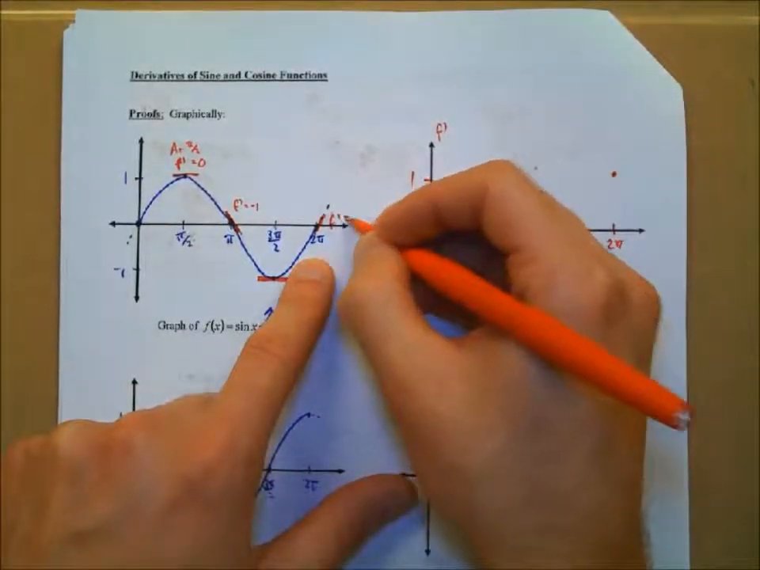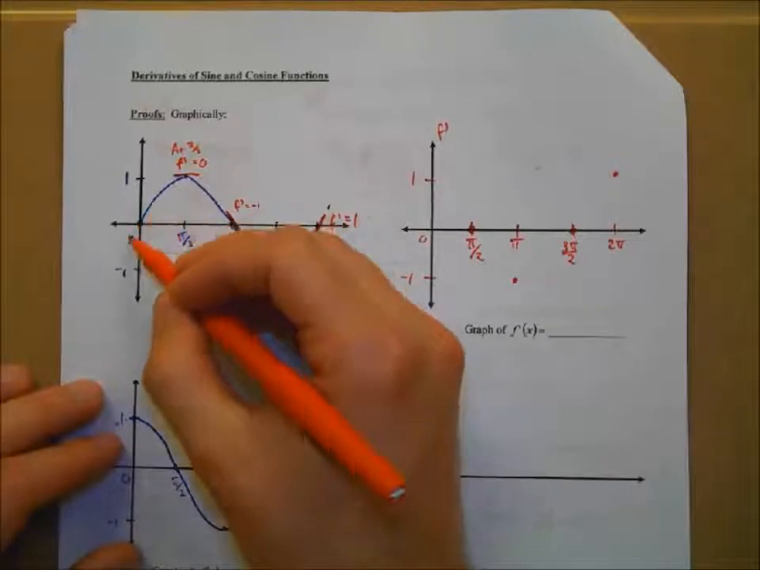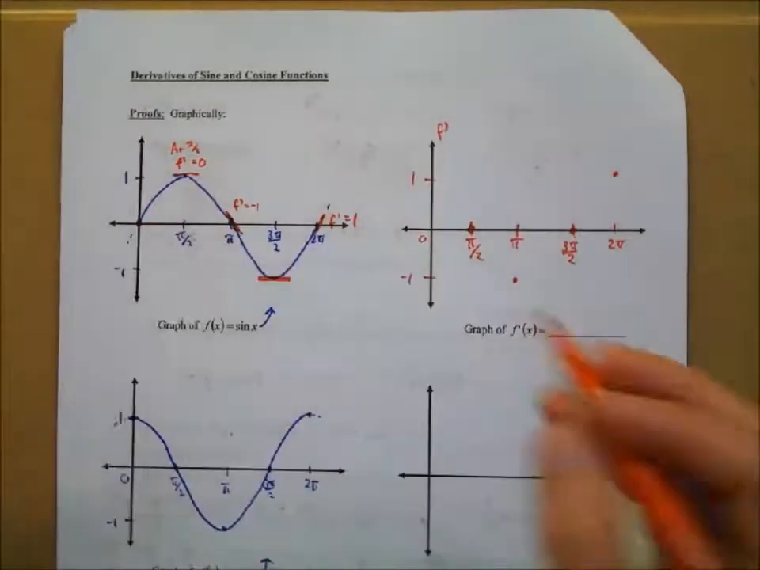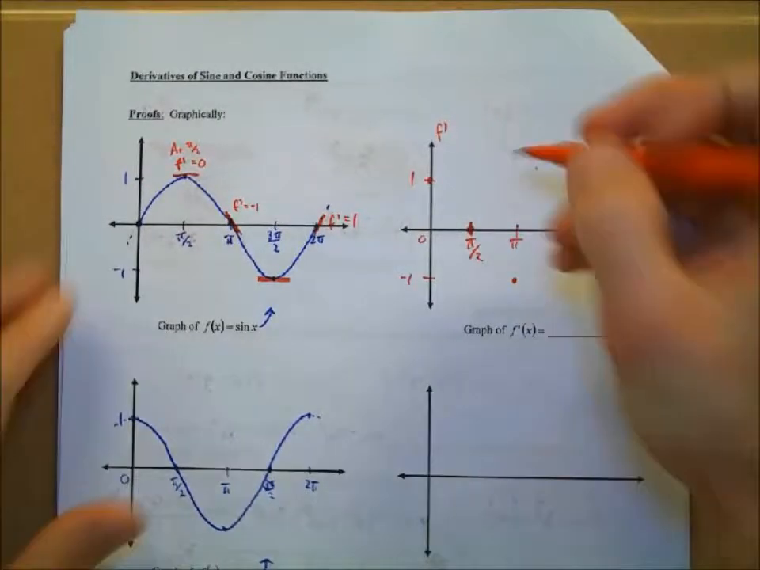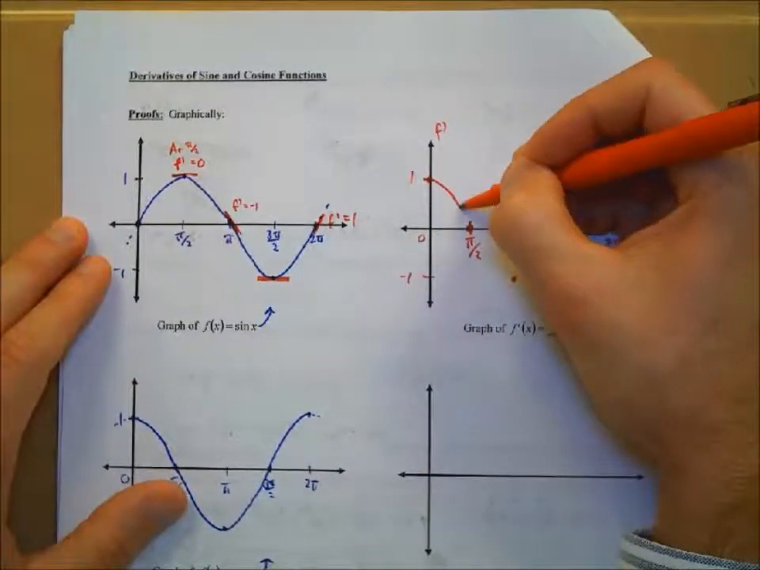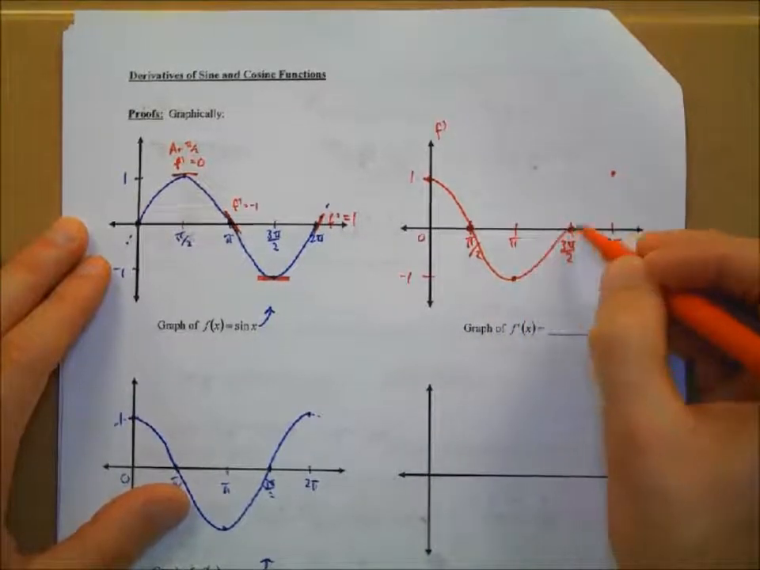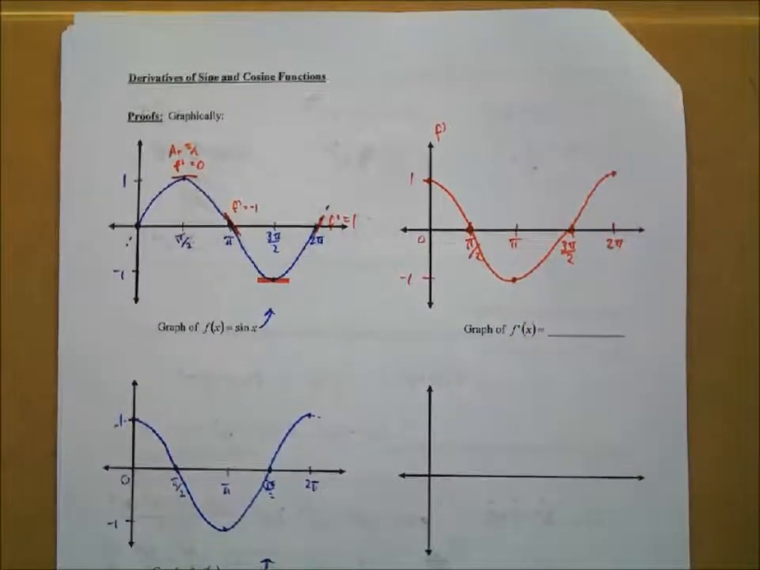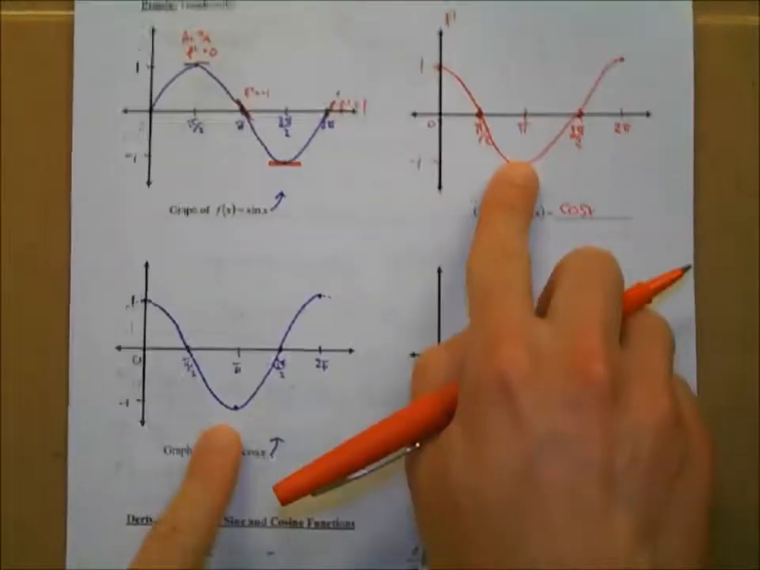And what about at 0? It will also be 1, right? It's going to be positive for sure because we're going up like that, and it's the same idea. Yep, it's 1. Now let me just connect the dots here. And what is that the graph of? It's cosine. Oh my gosh, it's right there.